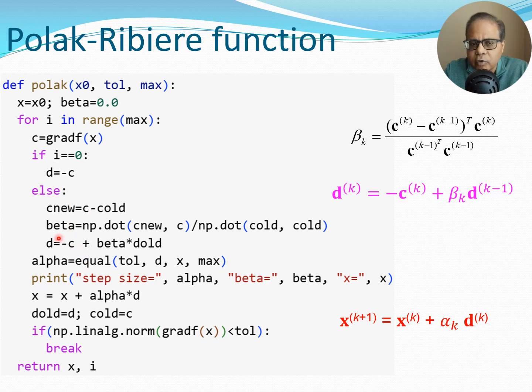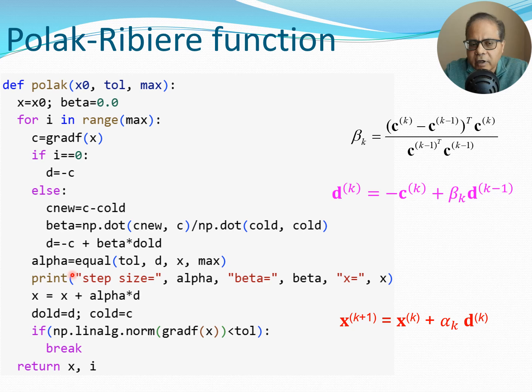Now, in this part of the code, you have to calculate beta. Beta is defined as follows here. So we have this part which is c(k minus 1). I call c new as c minus c old, and then I can get these values in the numerator and the denominator. In the numerator, I have a dot product of c new and c, and in the denominator, I have the dot product of c old and c old. Now I put d is minus c plus beta times d old, that is this formula here.